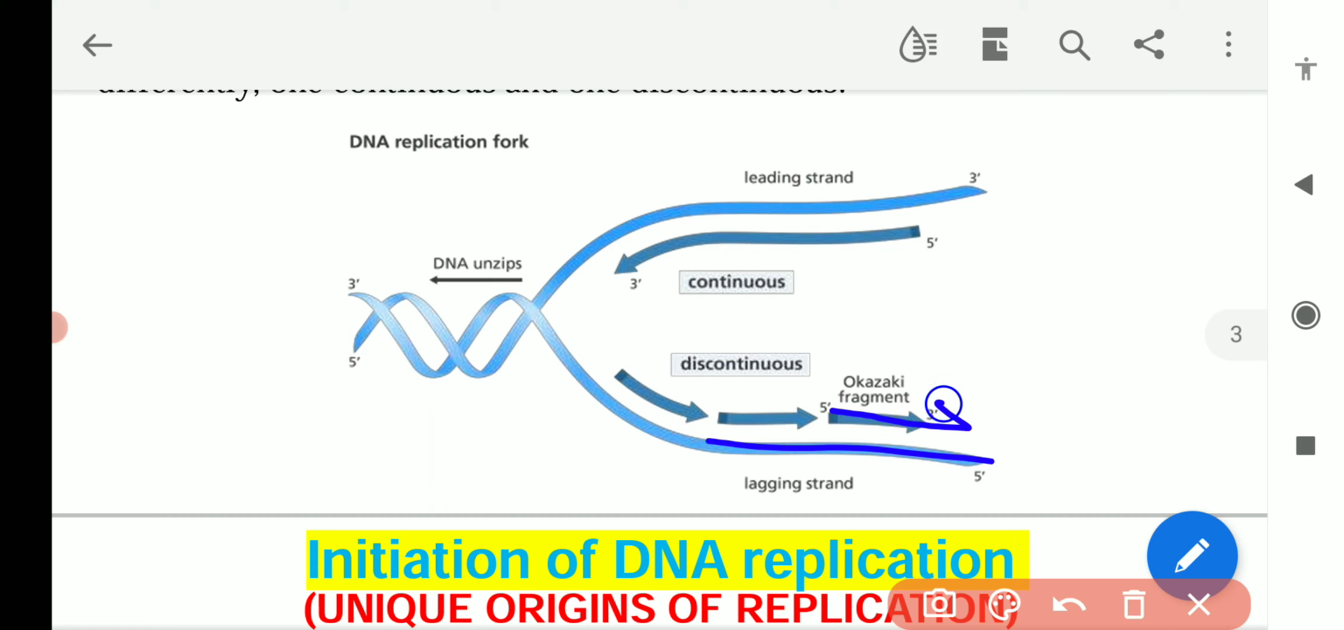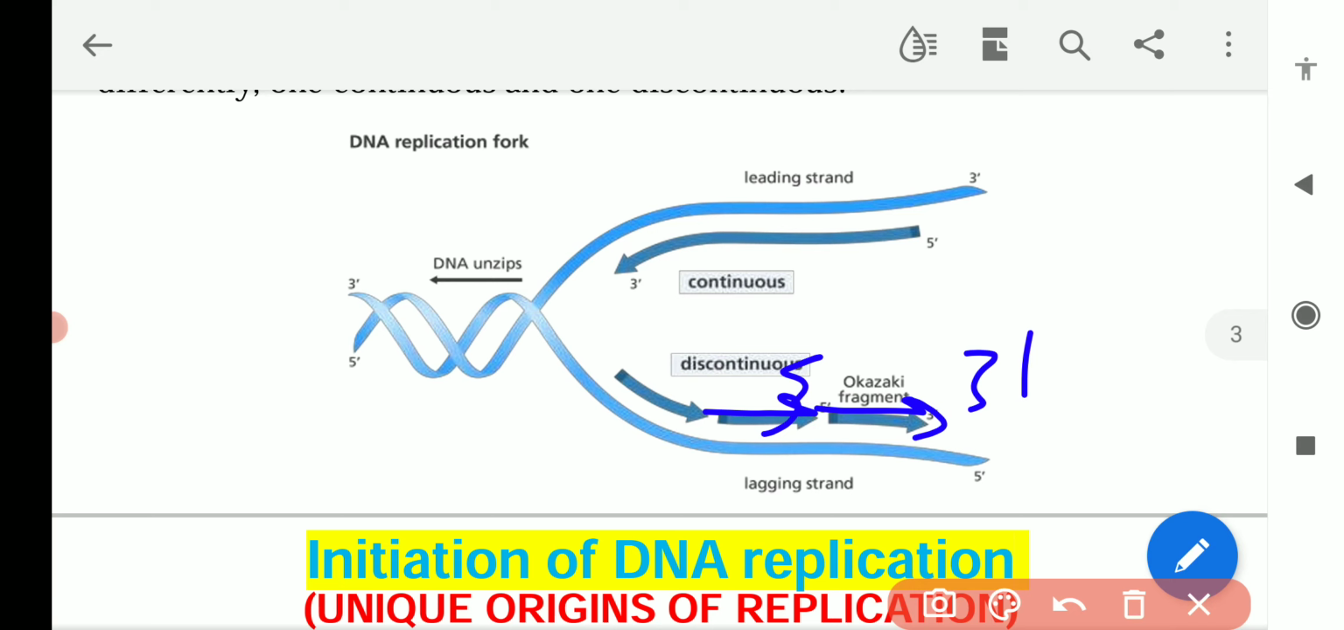So DNA replication should be carried out in the opposite direction in the form of small segments or small fragments of DNA, and these fragments are known as Okazaki fragments. That's why DNA synthesis will be discontinuous, in the form of small segments in the direction of 5' to 3', because this is the 5' to 3' direction for the new strand.